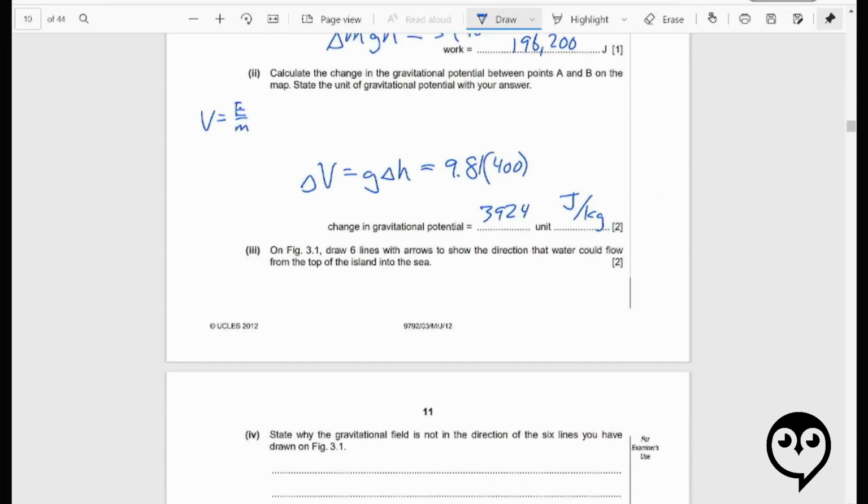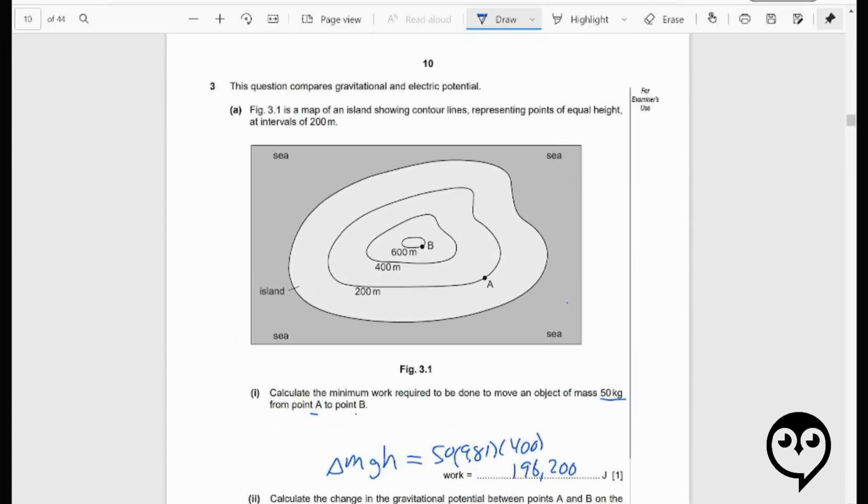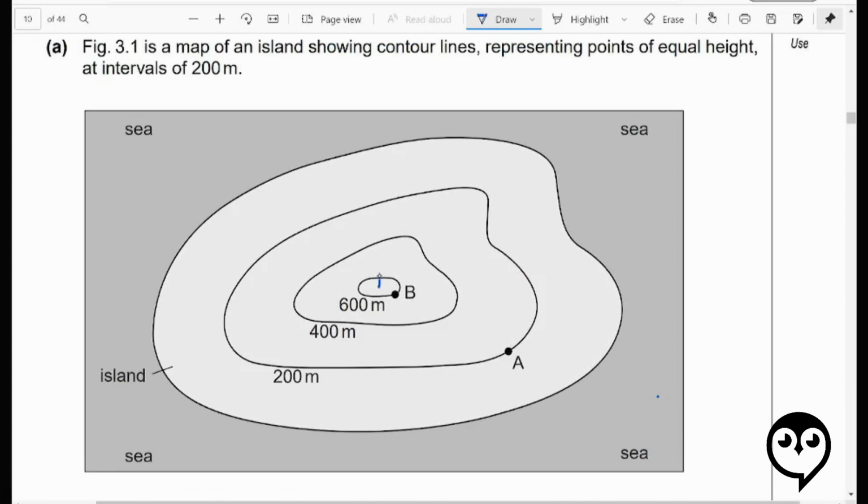On figure 3.1, draw 6 lines with arrows to show the direction that water could flow from the top of the island to the sea. So we'll draw a line which is perpendicular to this, and then we would need it to be perpendicular to each of these lines. So I would say I'll draw a line like this.